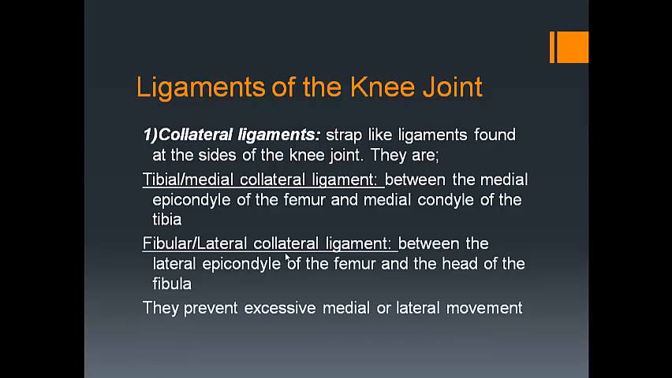So what the collateral ligaments do is they prevent excessive medial or lateral movement, which is probably why, or one of the reasons, that medial and lateral rotation only happen in a certain position. Okay, so they basically support the sides of the knee and prevent excessive sideways movement of the bony components.